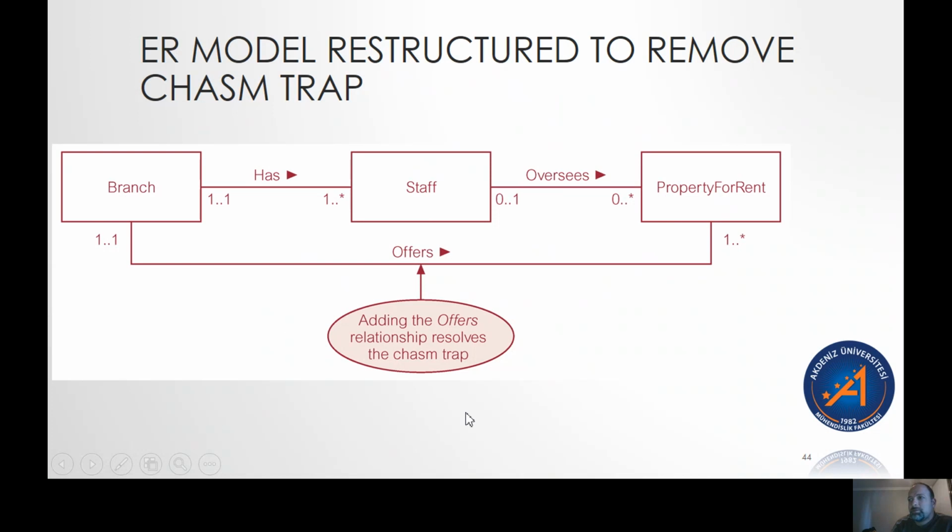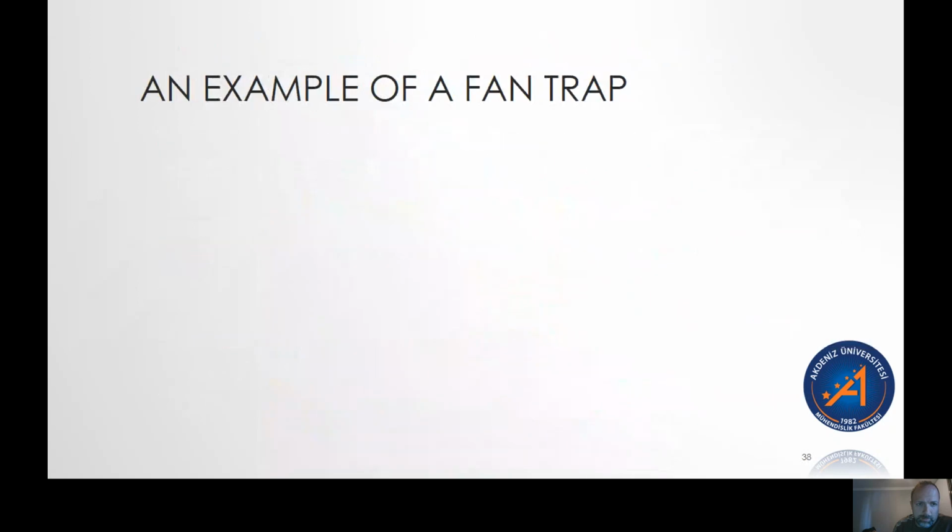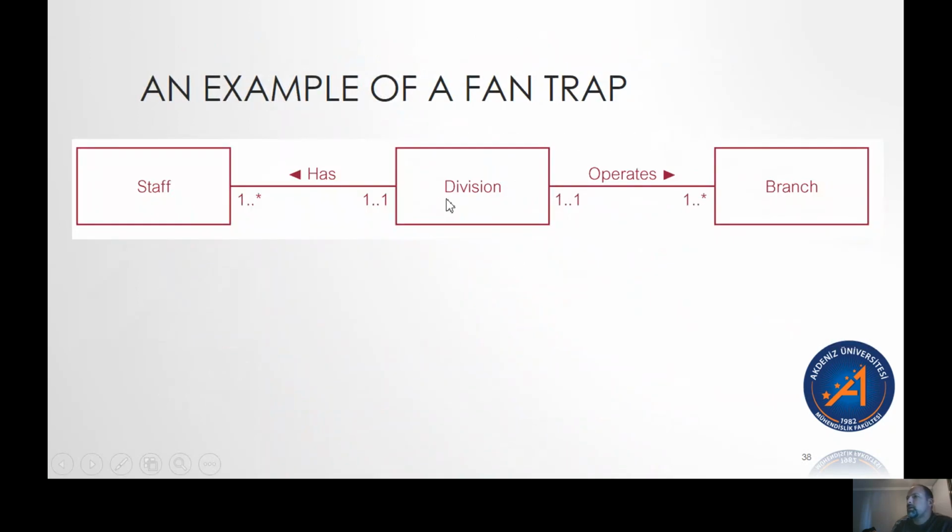The other example that we looked at here, no, that's the restructured one. If you see a one-to-many and a one-to-many where the one on each side is in between, and I say there might be a trap in here, that's a fan trap, because it fans out on each side.